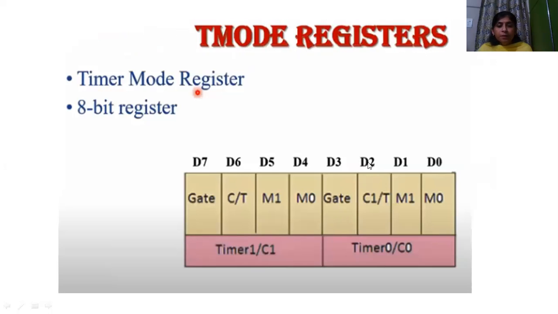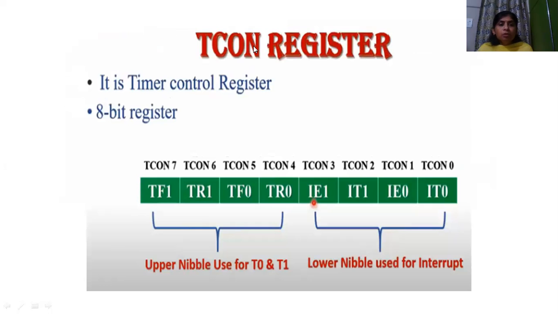Timer mode register, an 8-bit register, having D0 to D7. The TCON register, timer control register, is again an 8-bit register. The lower nibble is used for interrupts and the upper nibble is used for T0 and T1. The lower nibble is IT0, IE0, IT1, IE1, and the upper nibble is TR0, TF0, TR1, and TF1.